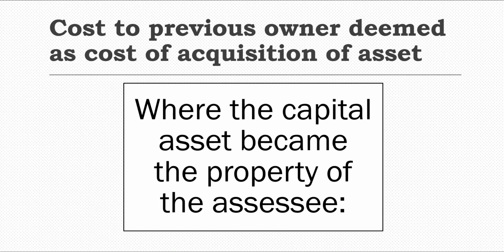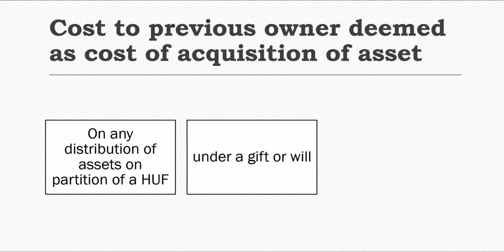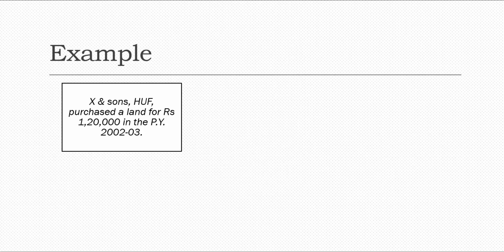Where the capital asset became the property of the assessee on any distribution of assets on partition of a HUF, so it becomes his because of a partition of the HUF, under a gift or will, by succession and inheritance. Okay, so let's understand an example of that.